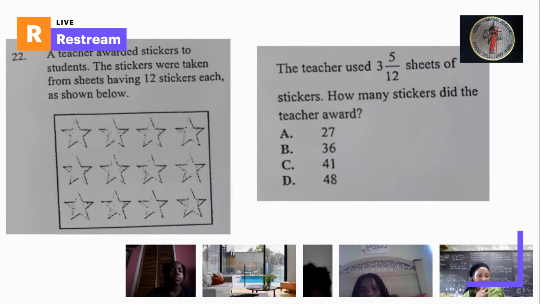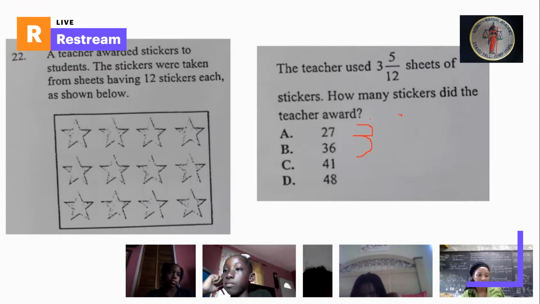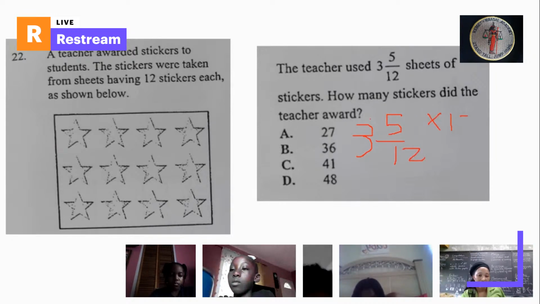Could we just multiply the 3 and 5/12 by 12? So let's see if we would get the same 41. So we would have 36 and 5. So we'd get the same 41, right?